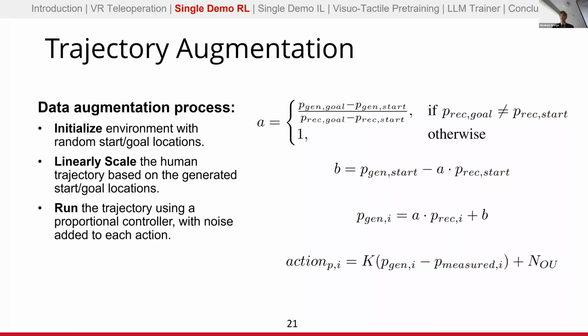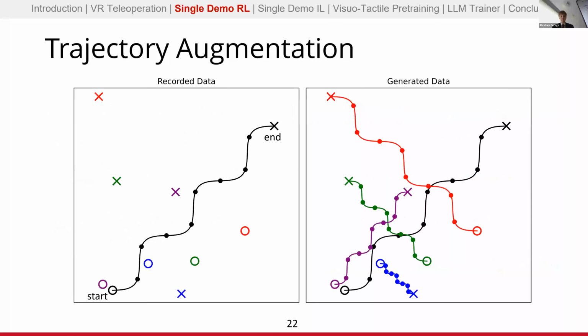And then finally, we run the trajectory in the environment using a proportional controller, and we add some noise to give it a little bit more variation. Here's just a visualization of how this looks. So here you can see on the left, an example trajectory. And then whenever we have new generated start endpoints, we just linearly scale these waypoints such that they fit into the new environment initialization.